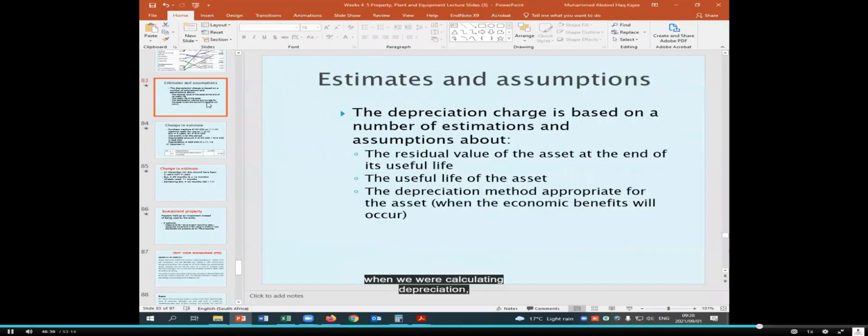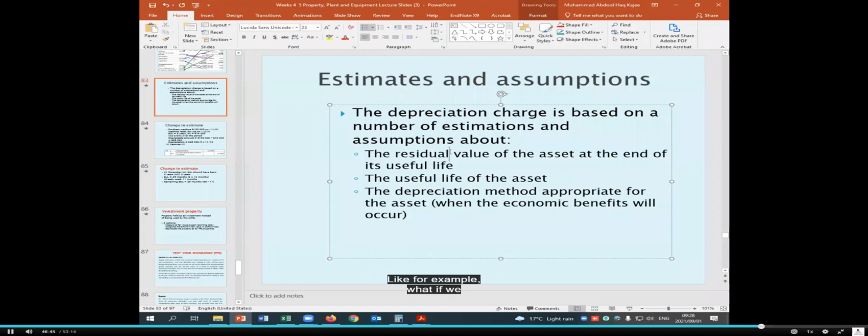When we were calculating depreciation, we never ever changed our assumptions. For example, what if we decide that the residual value that we've been using is wrong? We need to change it. What happens if we decide that the useful life is not 4 years anymore, but it's actually 12 years? Or what if we decide that the method is not appropriate anymore? We're now moving from straight line to diminishing balance. You can do that.